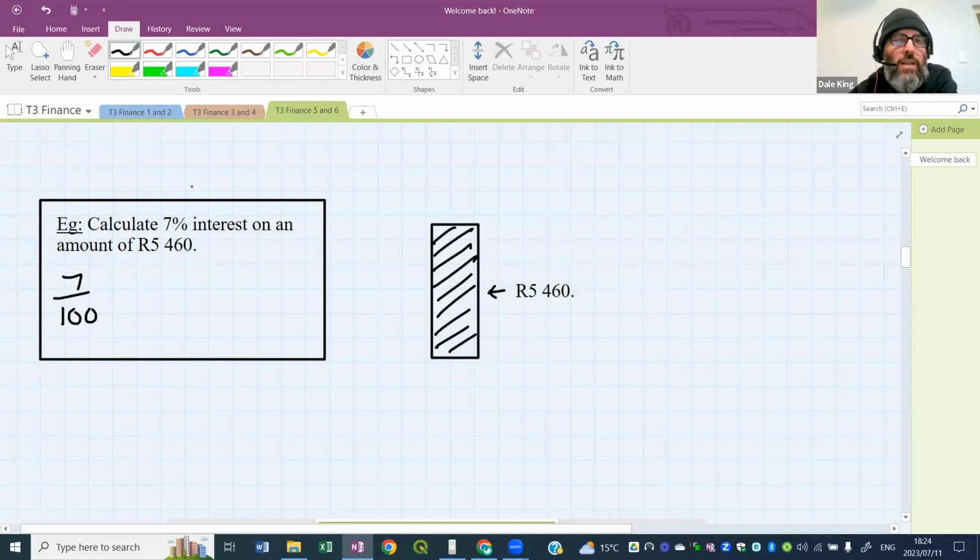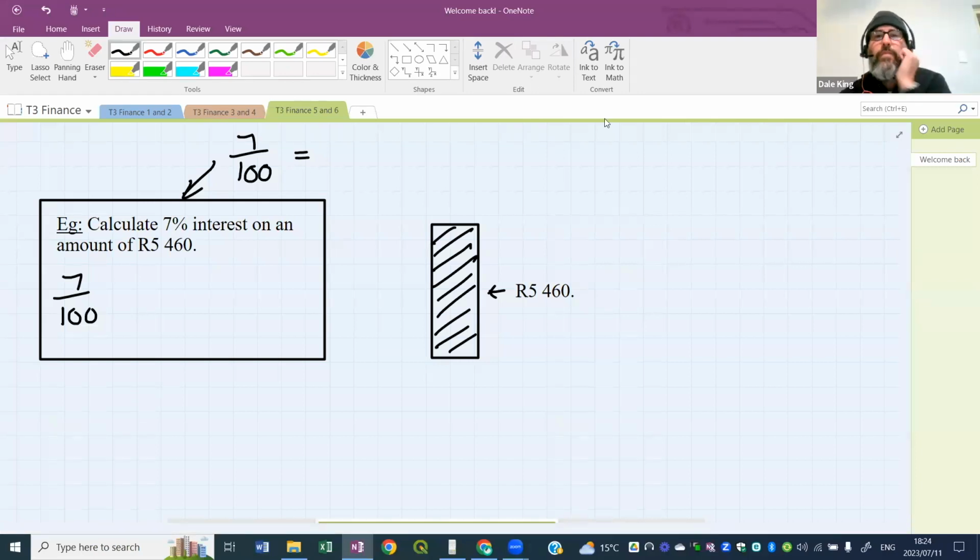So this 7% interest is converted to a fraction. A percentage can be converted to a fraction. You all know that. So 7% can be written as 7/100. It can also be written as a decimal, can it not? What is 7/100 as a decimal? Who can tell me what 7/100 is as a decimal? 0.7. There we go. All right, you're missing a 0 there. So it's 0,07.